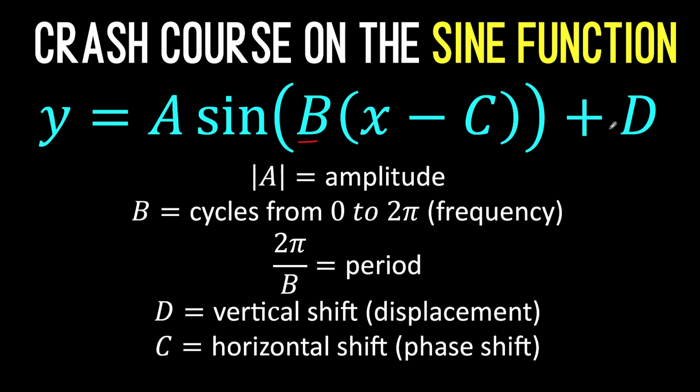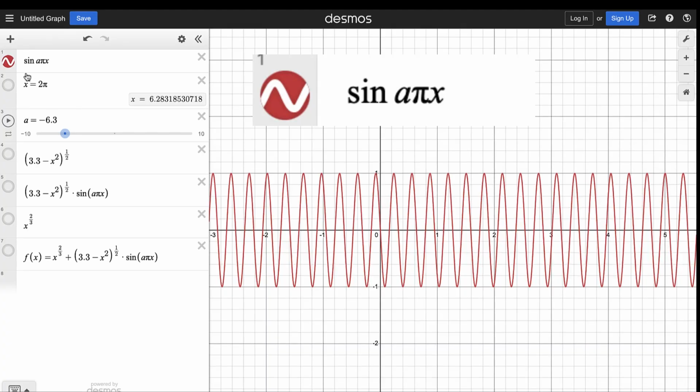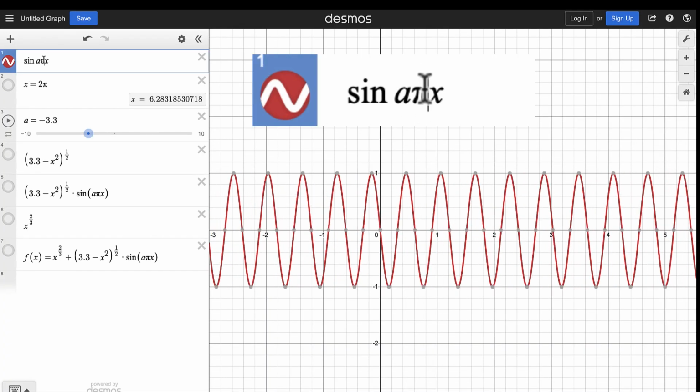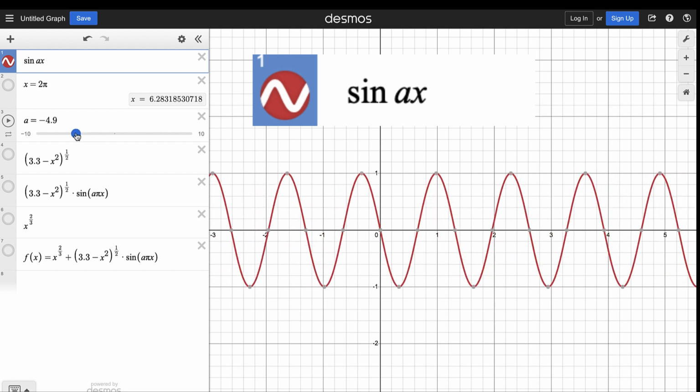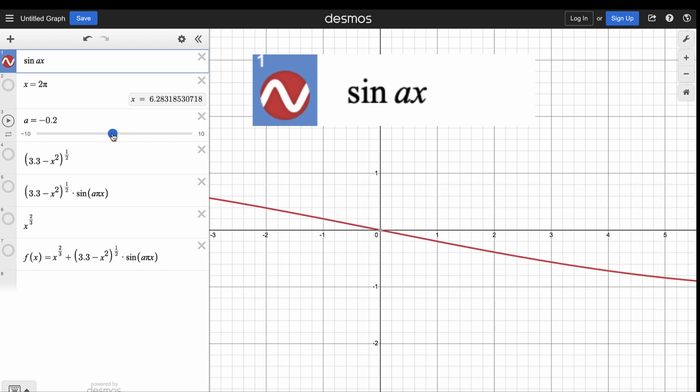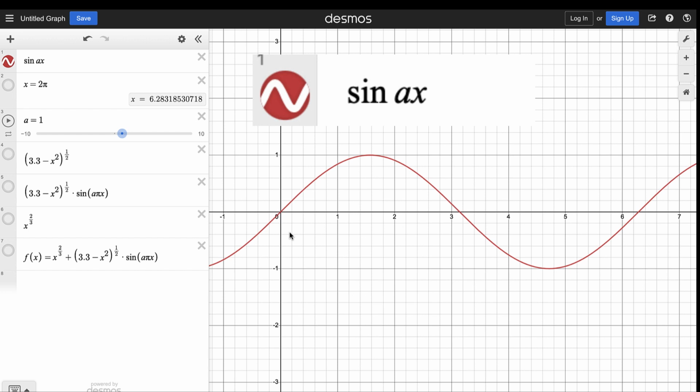So let's go back to the Desmos graphing calculator. The first thing that we are going to do is graph sine of ax. Let's start with a equals positive 1. So here's the graph at a equals positive 1. Now we said that the number of cycles for the period of 2 pi is the frequency of the graph. So from 0 to about 6.24, that is from 0 to 2 pi, we have one cycle here.